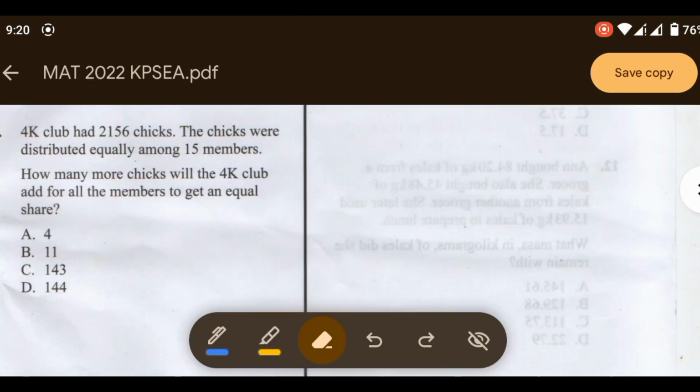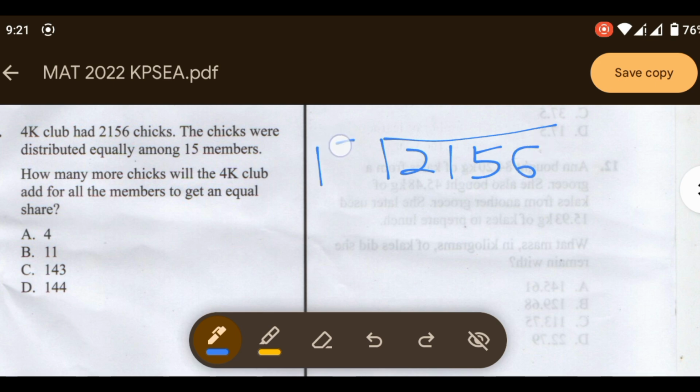Number 8, 4K Club had 2,156 chicks. The chicks were distributed equally among 15 members. How many more chicks will the 4K Club add for all the members to get an equal share? So here we are going to divide, and to the remainder we're going to add the smallest number so that the number can be divided equally without a remainder. So we're going to do 2156 divided by 15 members.